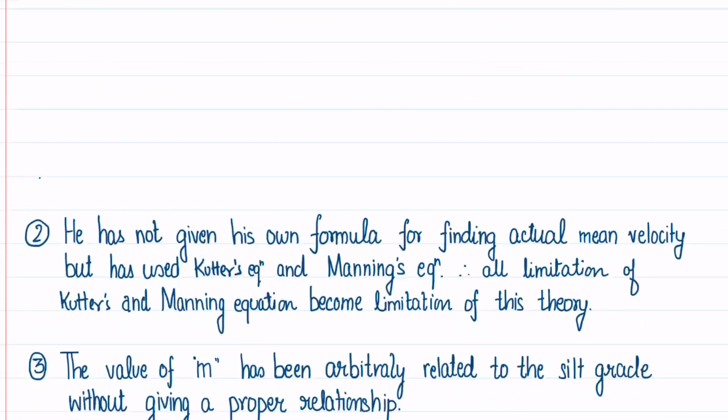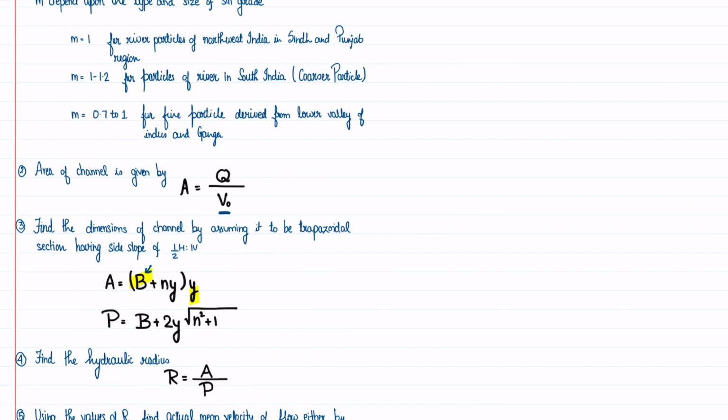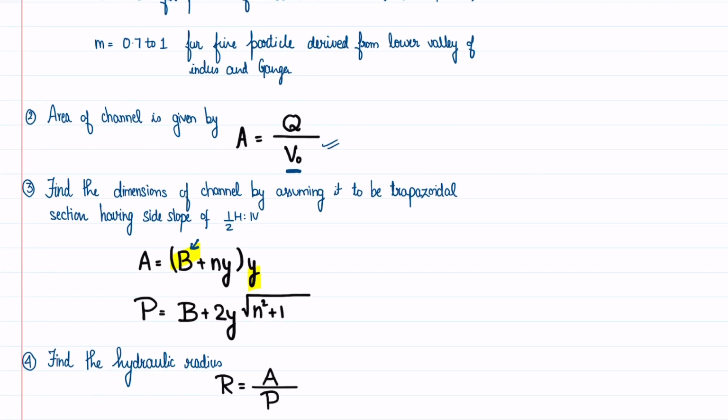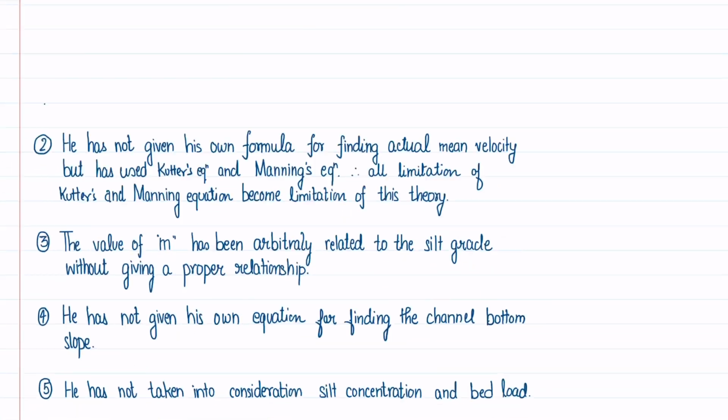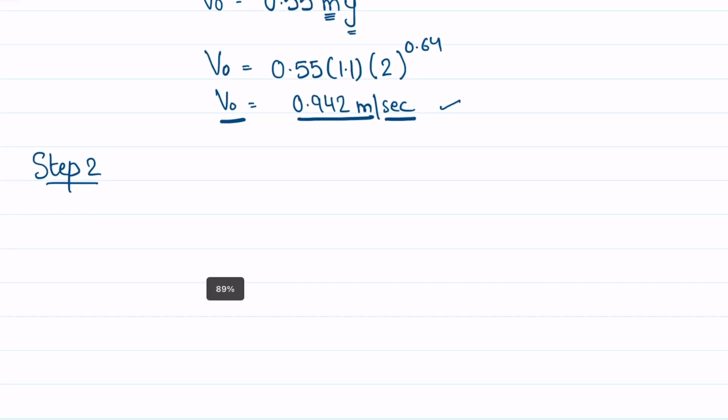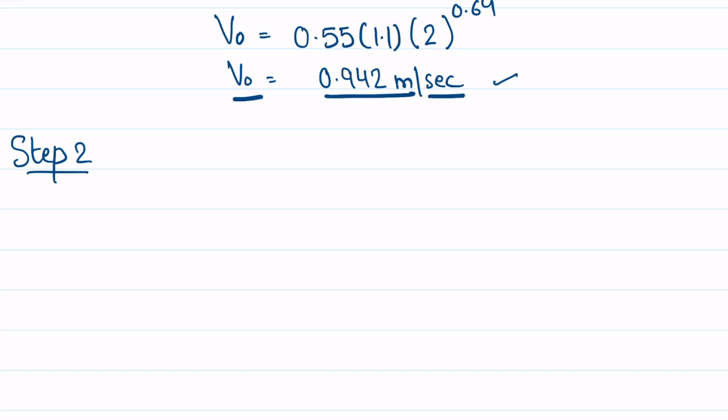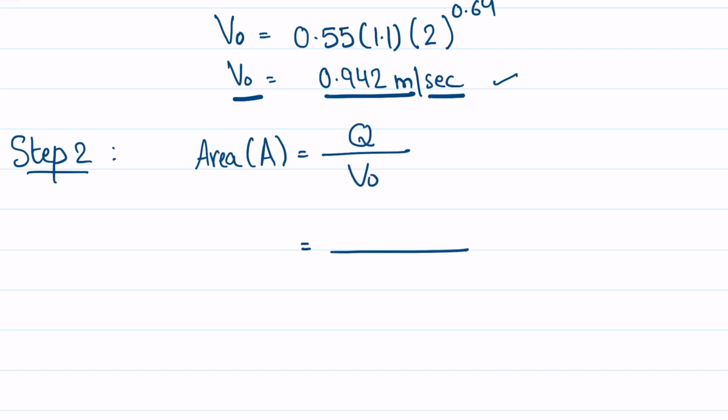What was the step two that we had discussed in the previous lecture? The step two was that we have to find out the area. And to find out the area, we are going to use the formula A equals Q by V naught. Let's do that. The second step is to find out the area. Area A is equal to Q by V naught. V naught we have found in step 1. Q is already given in the question as 50.